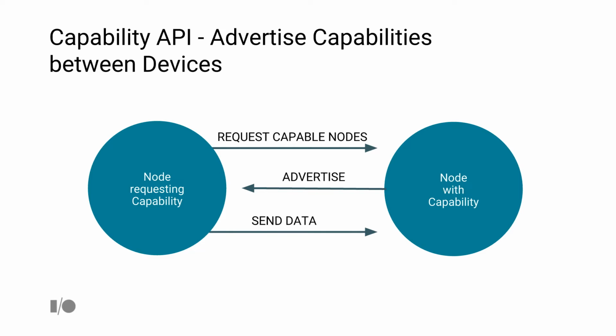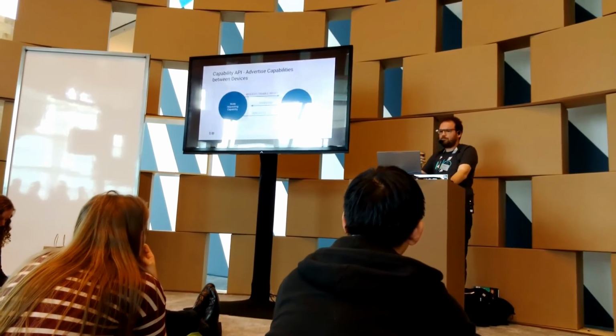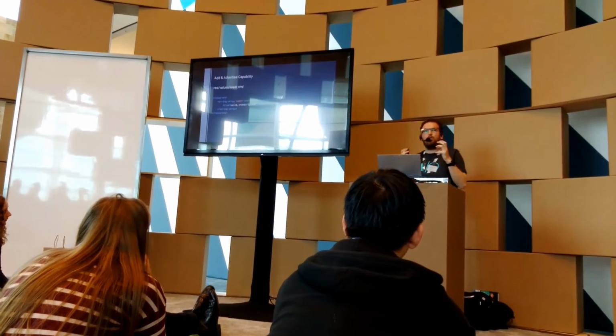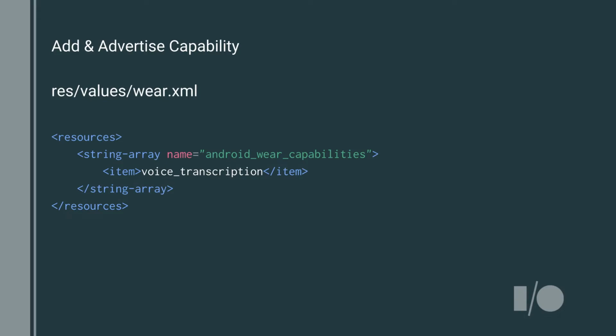So let's imagine we have a node requesting a particular capability and another node which has this capability. The node requesting a capability requests for capable nodes. Please give me this feature. And the node which has that capability advertises itself. They say, hey, I have this feature, use me. And then the requesting node can send the data to the right node.